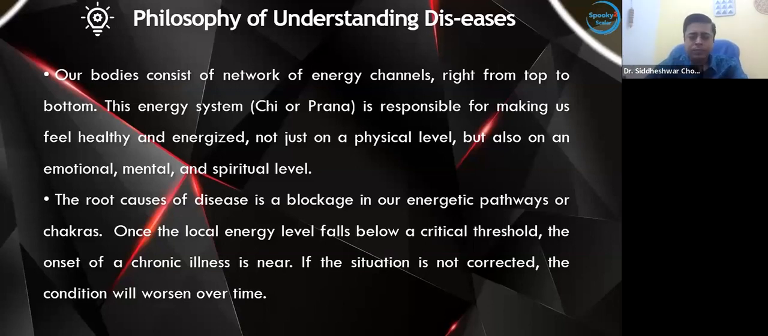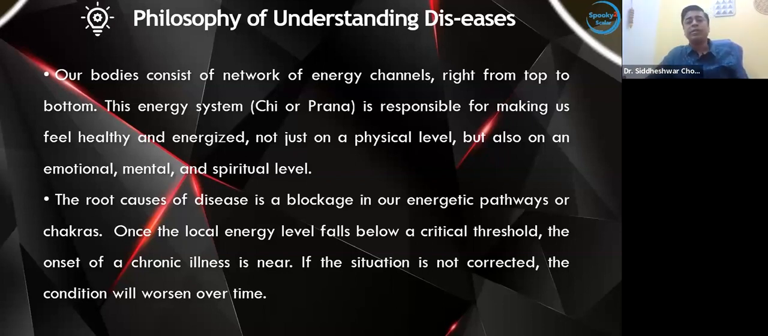So this energy, the chi or the prana, is responsible for making us feel healthy and energized, not just on the physical level, but also on emotional, mental, and spiritual levels. The root cause of diseases is some sort of blockage in our energetic pathways or chakras. So what are chakras? This concept has evolved from the Indian system, and chakras are basically energy vortices in our body, said to be 7, and more than 7, even in some places I've read. People say nearly 11 chakras are there.